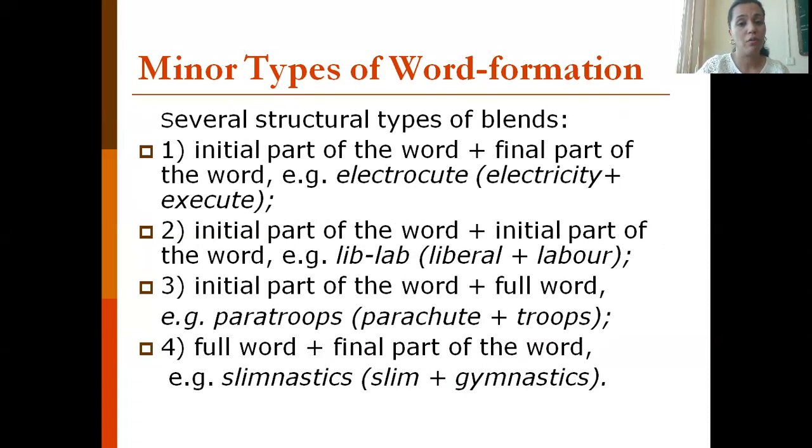Several structural types of blends: the initial part of the word plus the final part of the word, electricity plus execute. The initial part of the word and the initial part of the word, for example, labor, lab, laboratory, lab. The initial part of the word plus a full word: paratroops. A full word plus the final part of the word: gymnastics, sling plus gymnastics.